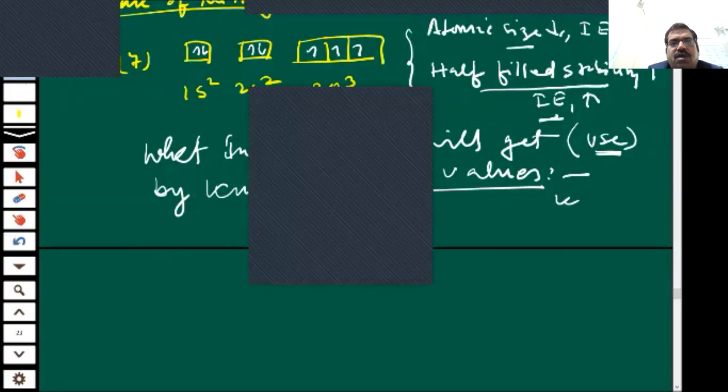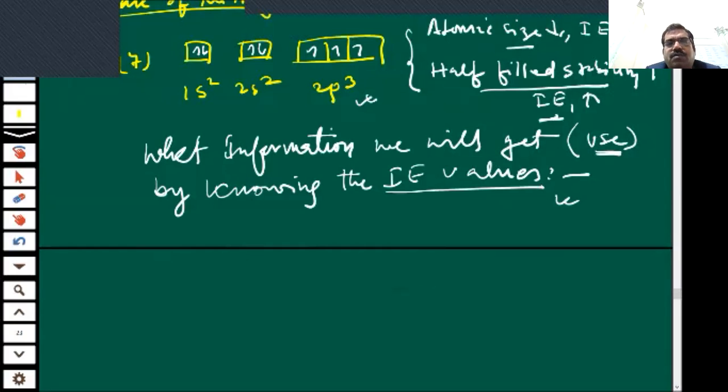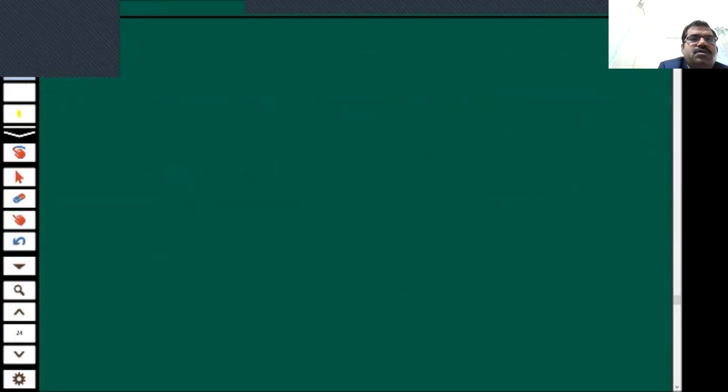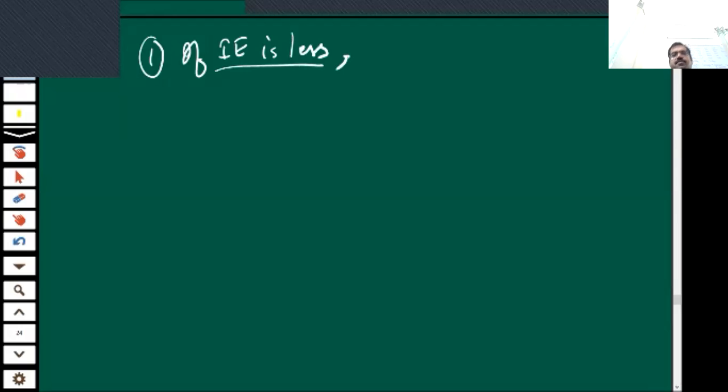Yeah, we will come to non-metals also. Okay, children. See, the first information is, if the IE value is less, then what will we understand? If the IE value is less, it means to remove an electron we require very little energy, so what do we have to understand, children?